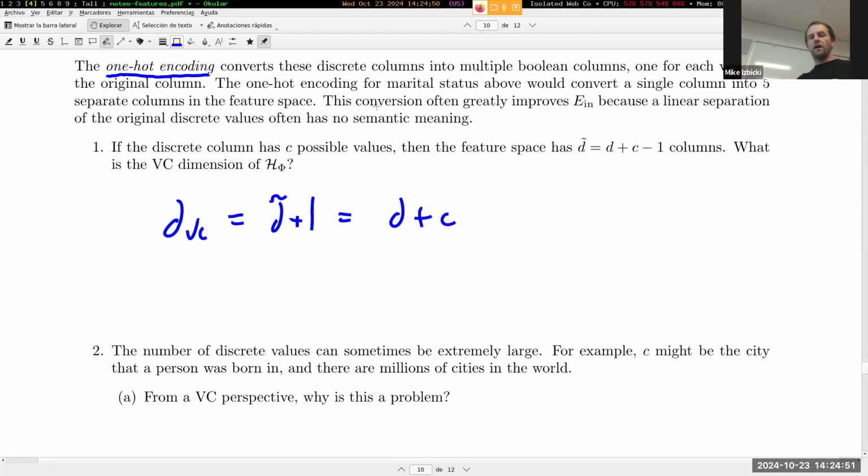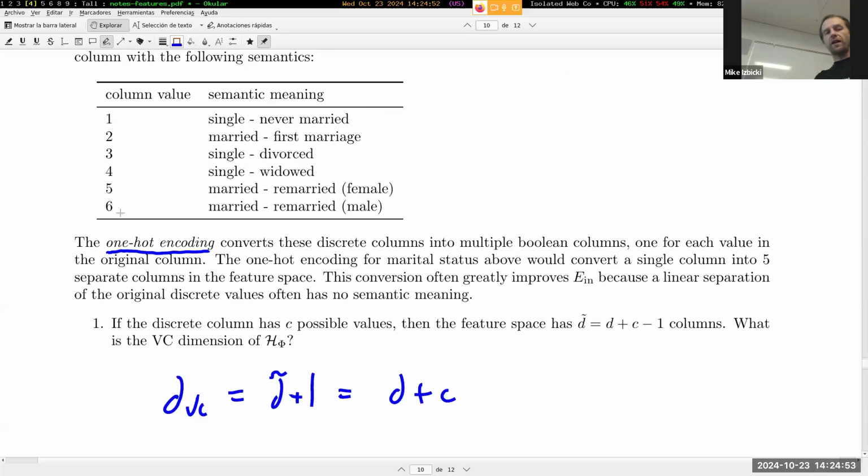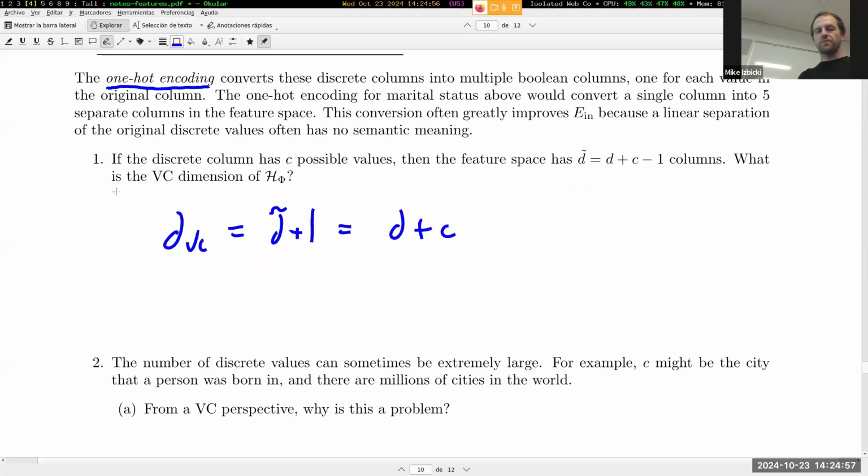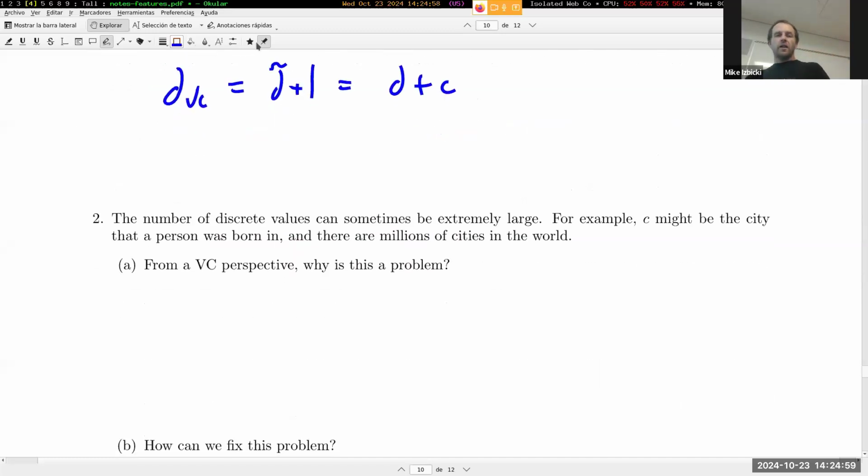So however many column values we have, we are extending our VC dimension by that much. In a lot of cases, that's not a problem, but in some cases it is. One common use of these discrete values is, for example, what city is somebody born in? And there are millions of cities around the world. So if we were to use a one-hot encoding for what cities people are born in, then our VC dimension is going to explode by a very large number.